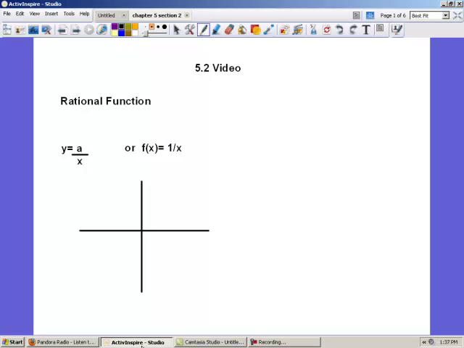In this 5.2 video, we're going to be talking about rational functions and their graphs. A rational function looks like this here. It almost looks like the inverse variation equation, which it actually is. Or we can also say that f of x equals 1 over x, and this is the general graph of when the constant a is 1, and it looks like this.